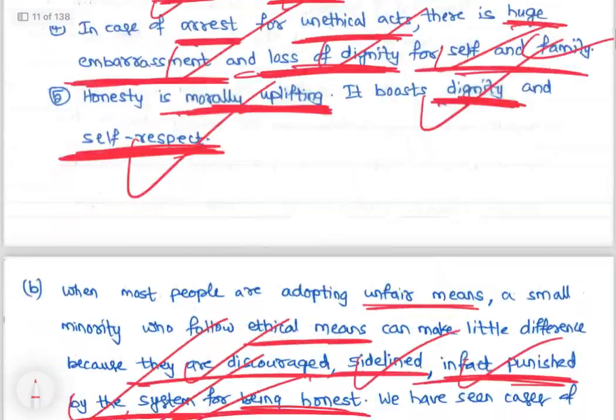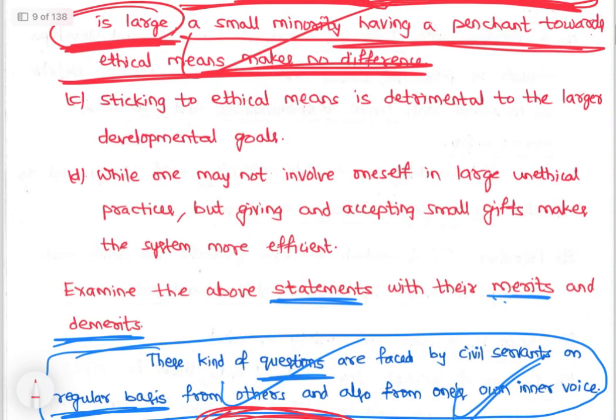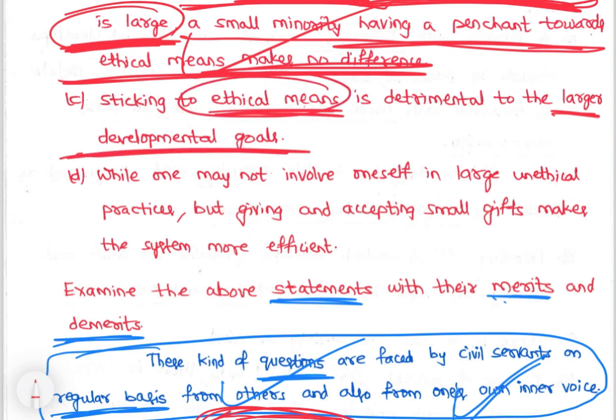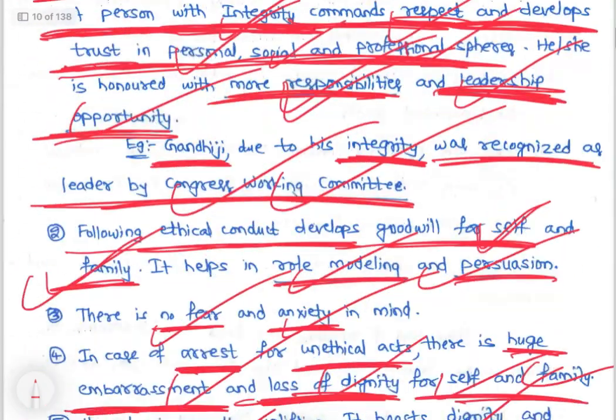Then comes the third question with its merits and demerits: sticking to ethical means is detrimental to larger developmental goals, right? Now, what are the merits and demerits of this statement? So let's see.